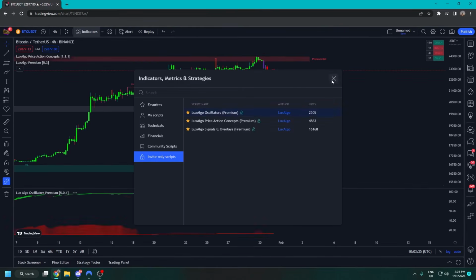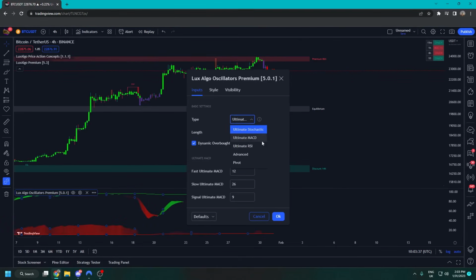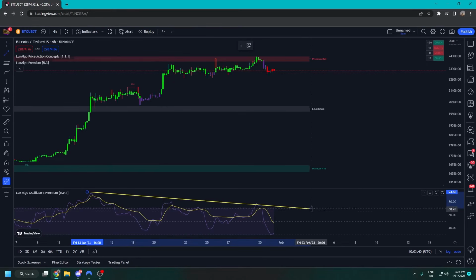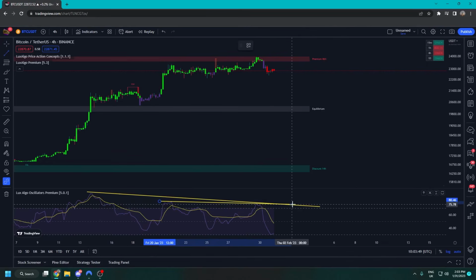Let's load up the oscillators, for example. I always like to look at the ultimate RSI. And yes, maybe we're starting to see some sort of bearish divergences occur across these tips. We see the RSI starting to make lower highs. There's a slight divergence there. And we're starting to top out around this level.